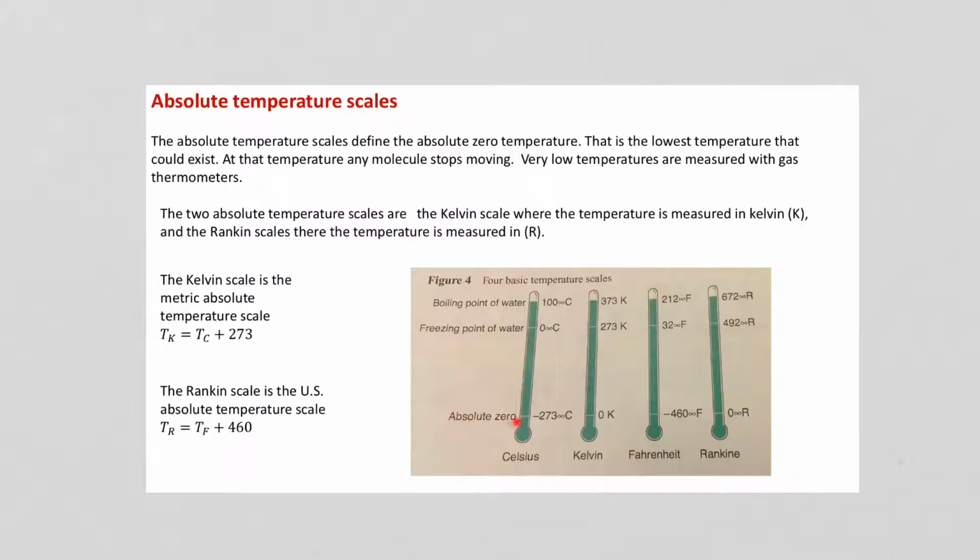with the absolute zero indicated for each temperature scale, the freezing point of water indicated for each temperature scale, and the boiling point of water indicated for each temperature scale. Let's do a few examples of temperature conversions.